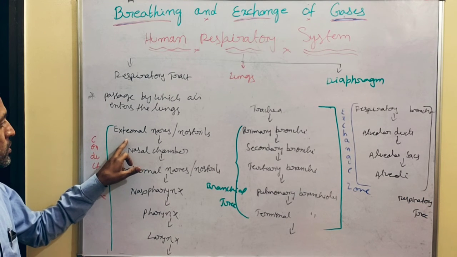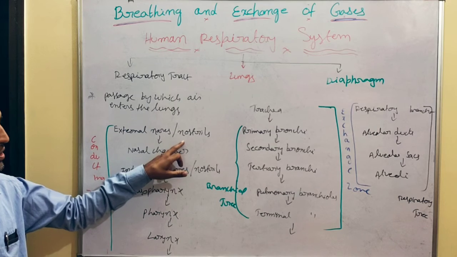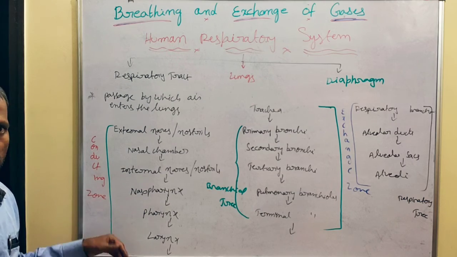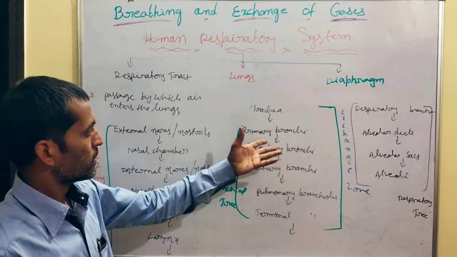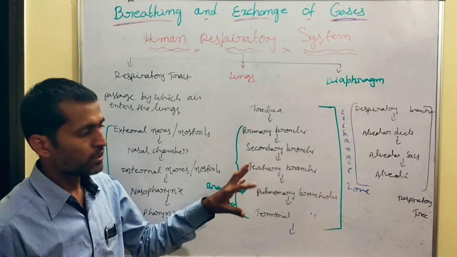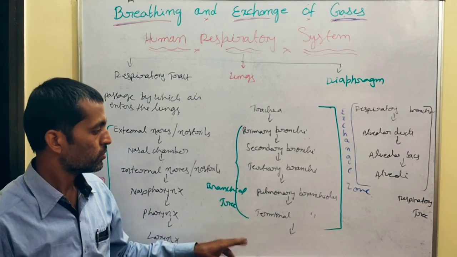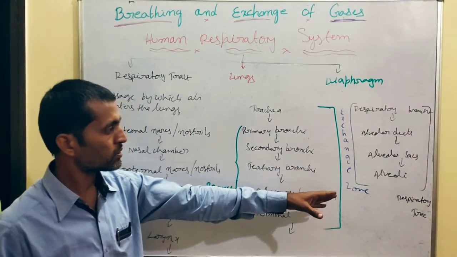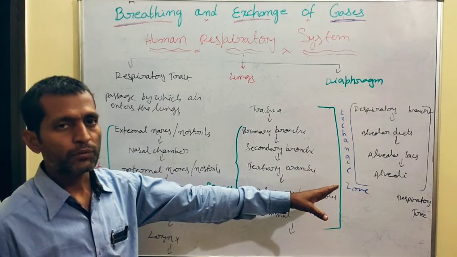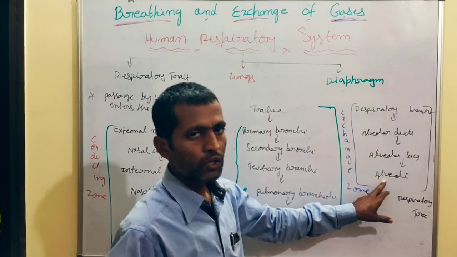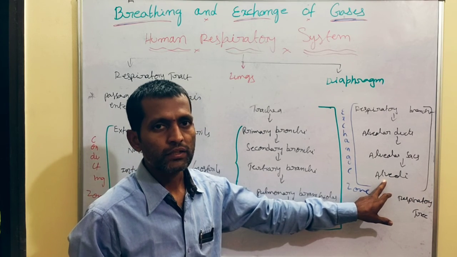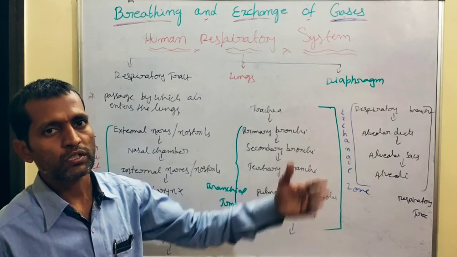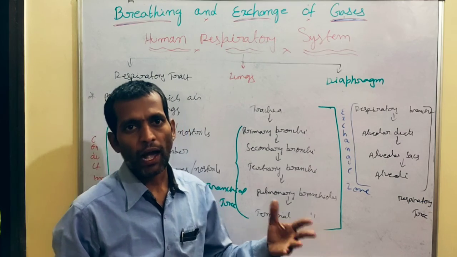First, atmospheric air enters external nares or nostrils, then nasal chamber, then internal nares or nostrils, then nasopharynx, then pharynx, then larynx, then trachea, then primary bronchi, then secondary bronchi, then tertiary bronchi, then pulmonary bronchioles, then terminal bronchioles, then respiratory bronchioles, then alveolar ducts, alveolar sacs, and ultimately reaches the alveoli. From alveoli, through diffusion, air diffuses into the blood. From blood to the tissues, the further transportation of gases will happen.